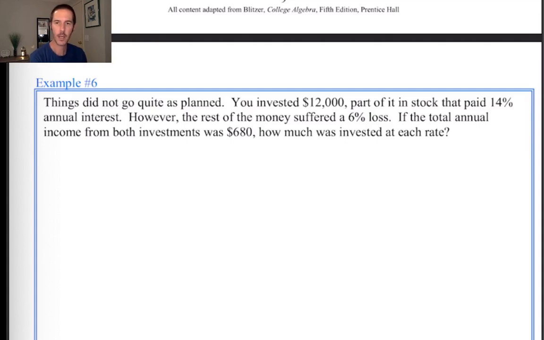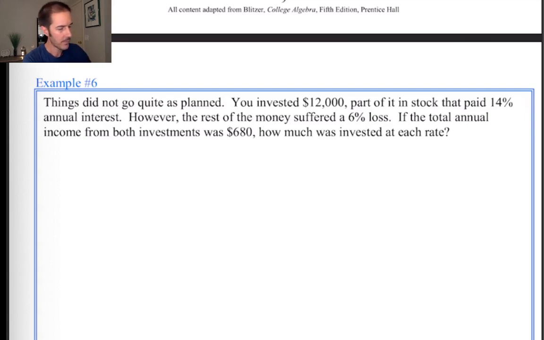This is another dual investment problem, and this is a type of problem that's very challenging for, I would say, more than 50% of algebra students. So let me show you how I like to frame this up, and if it works for you, great. And if you already have a method that you like, just keep using that one.